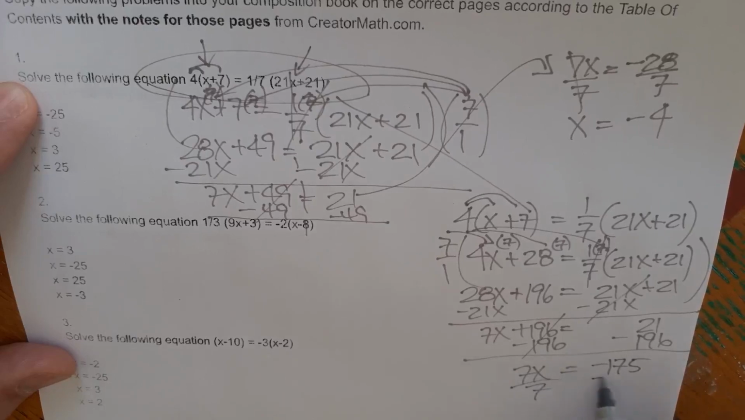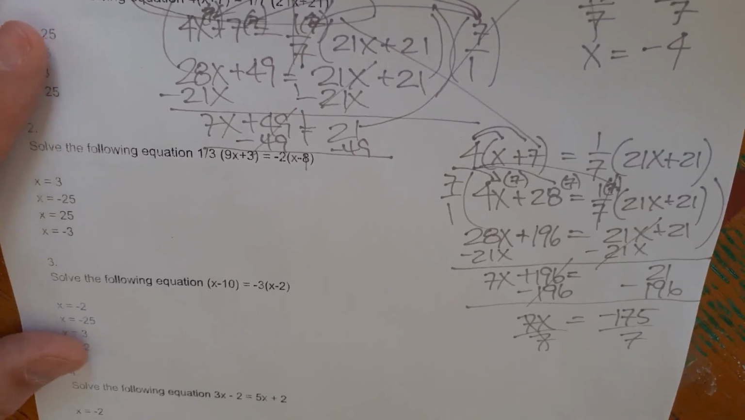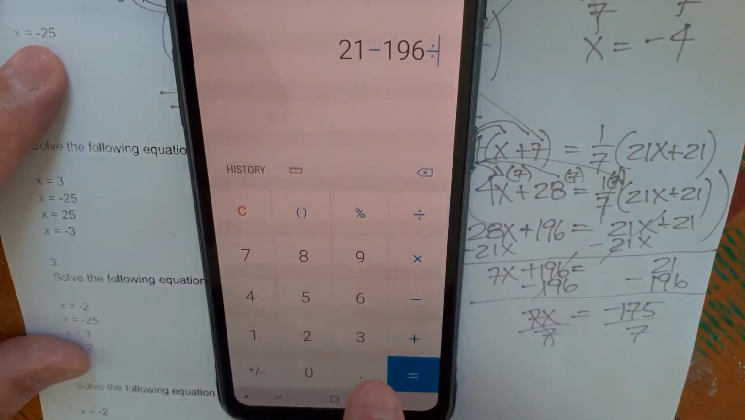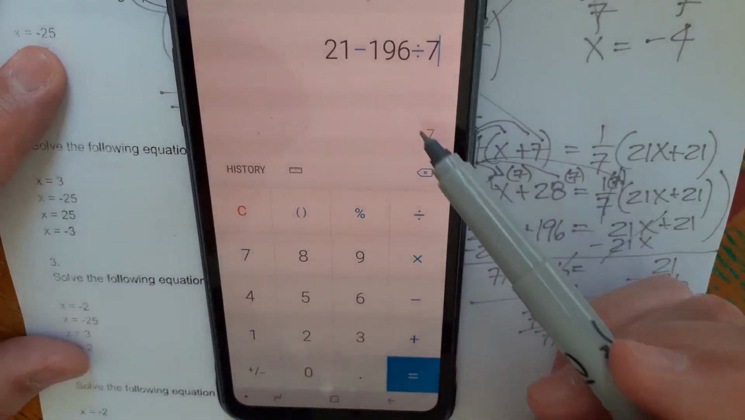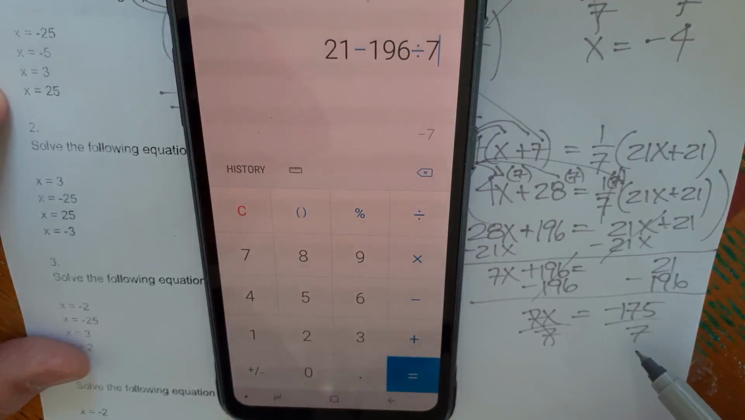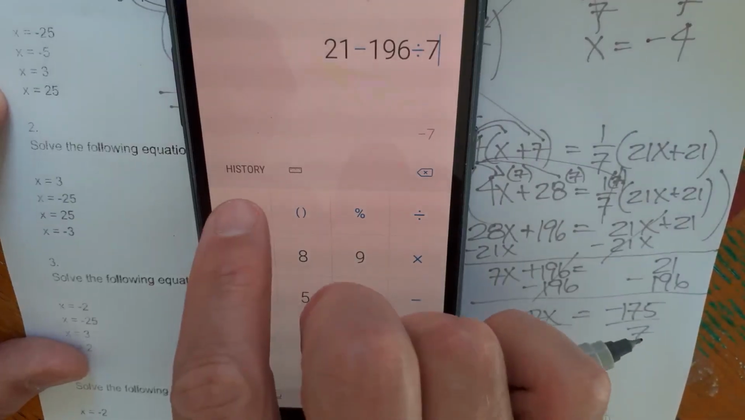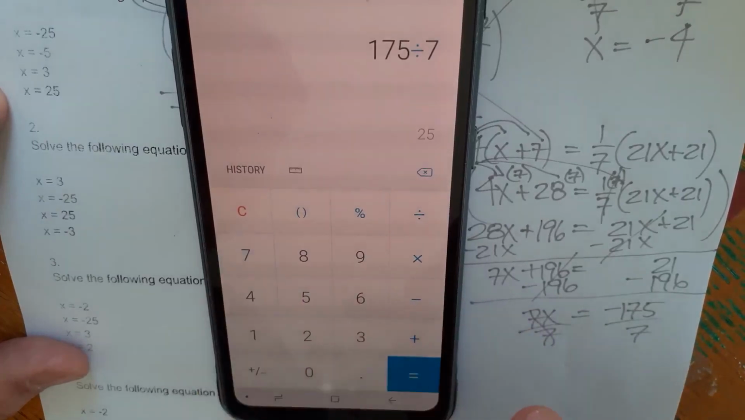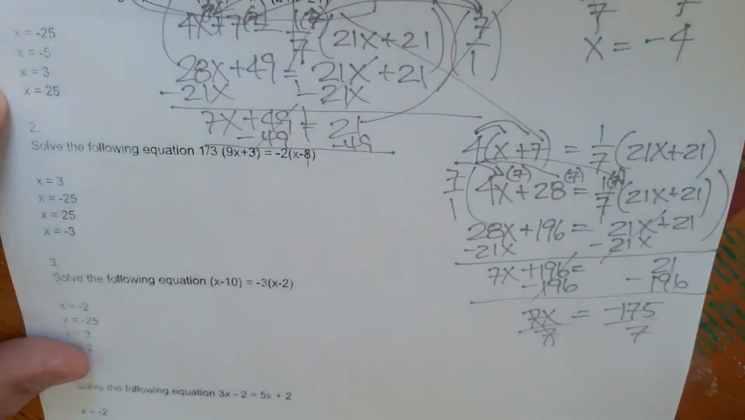And if we're lucky here, 175 will divide evenly by 7 on both sides. It's a little bit higher. Divided by 7. And it equals negative 7. That can't be right. Let's clear this. And go 175 divided by 7, 25. There. A little bit better with that.